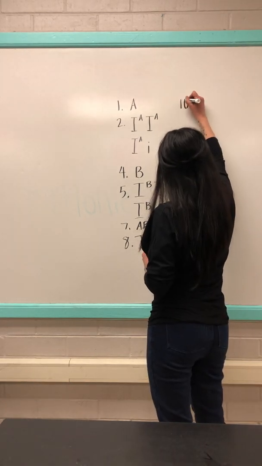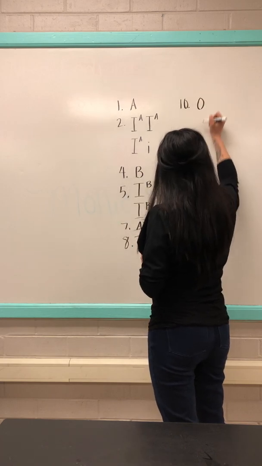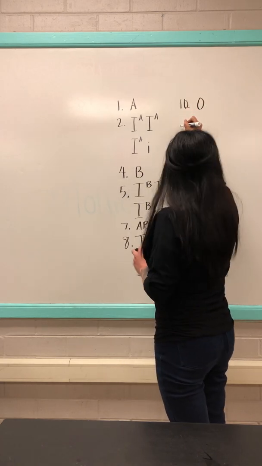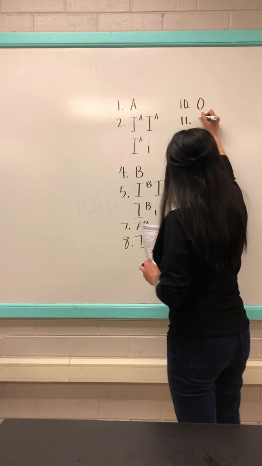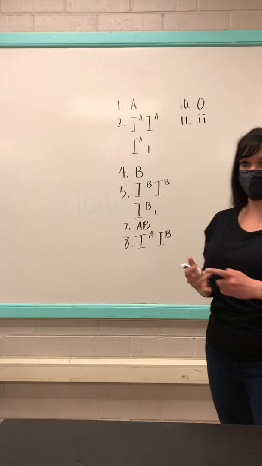And then 10, for O. The phenotype is O, and then the genotype is just little i little i. It's two little recessives. So O blood is a recessive trait.